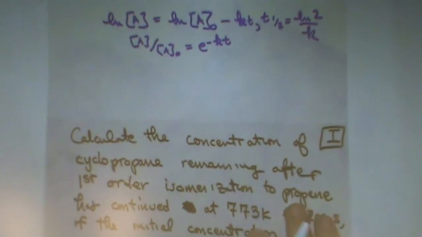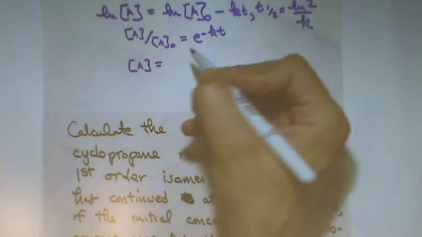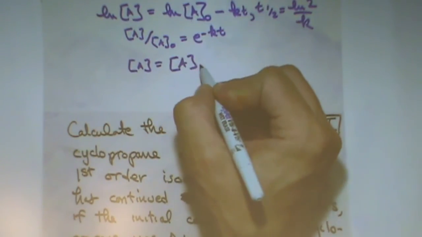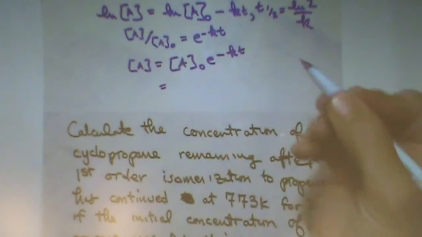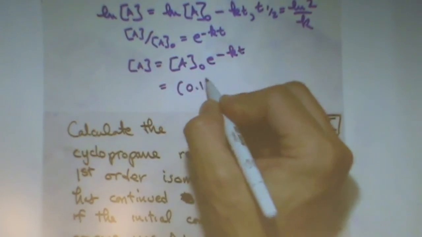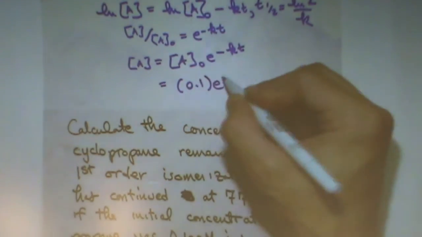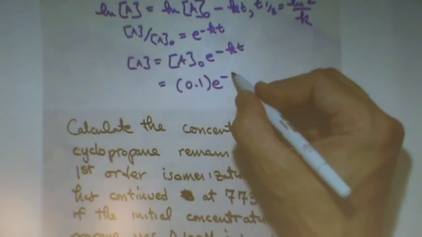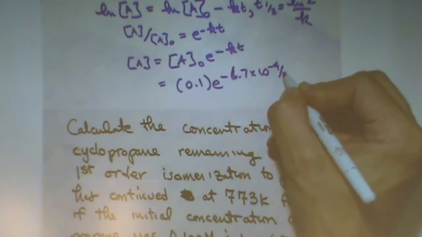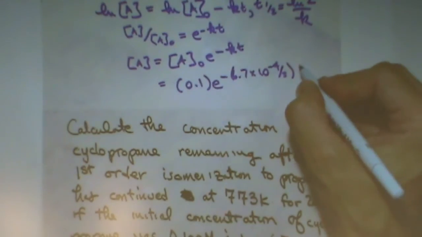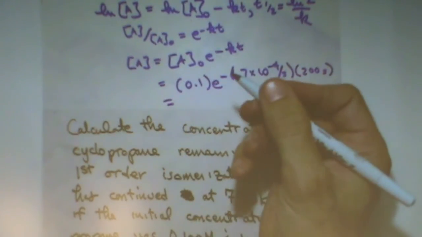So I'm going to solve for the concentration. This is the concentration at time t equals initial concentration times e to the minus kt. The initial concentration was 0.1. I know that because it tells me in the problem. k is given as 6.7 times 10 to the minus 4 per second. And then I also know the time, 200 seconds. So it's just a simple calculation.